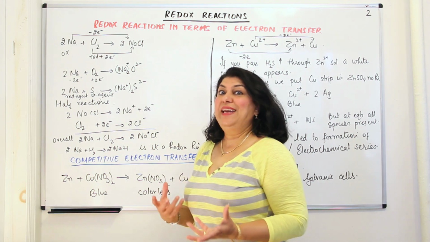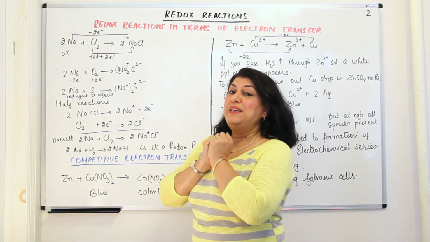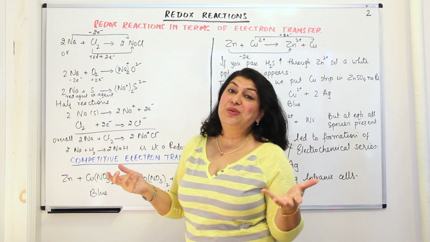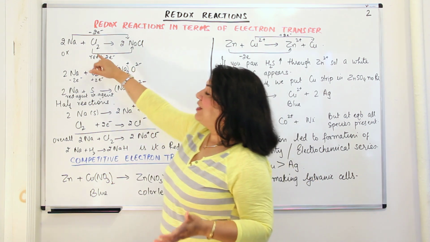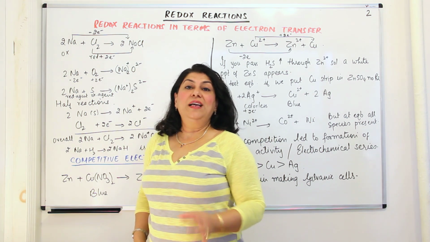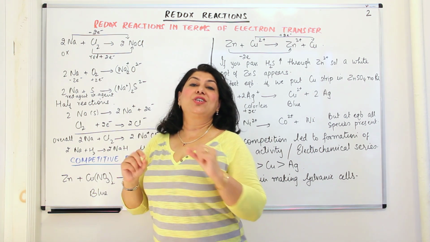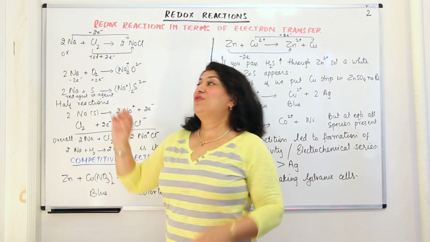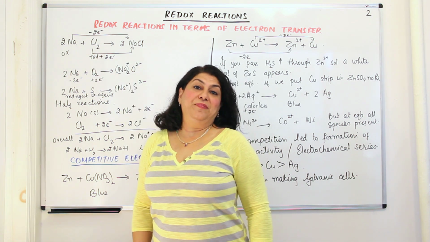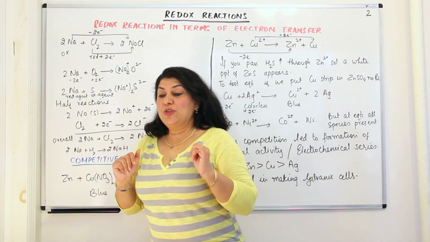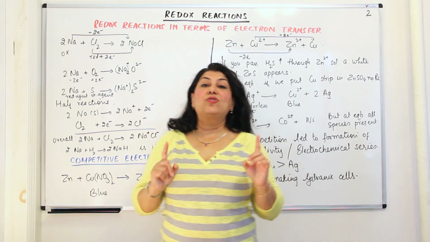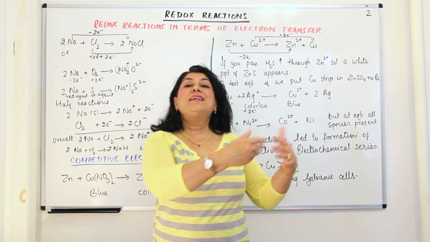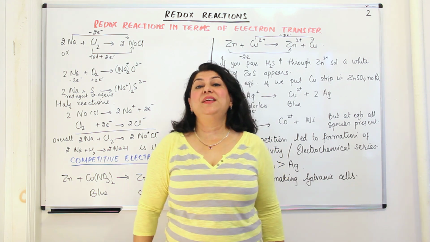So if chlorine gains electrons, it means that chlorine is getting reduced. So this is nothing but a redox reaction, only you explain the redox reaction in terms of the transfer of electrons from sodium to chlorine. Remember, sodium will not lose its electron unless and until it has another atom to receive it.